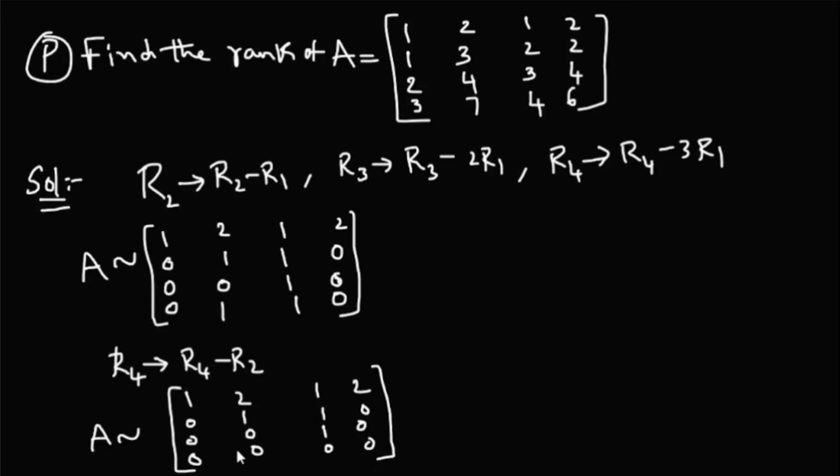Right? That means you have only 3 non-zero rows. How many? A 0 row means what? A 0 row means all the entries are zeros. A non-zero row means at least one entry is non-zero. It is called a non-zero row. So you have 3 non-zero rows here. Therefore, rank of A is equal to 3.